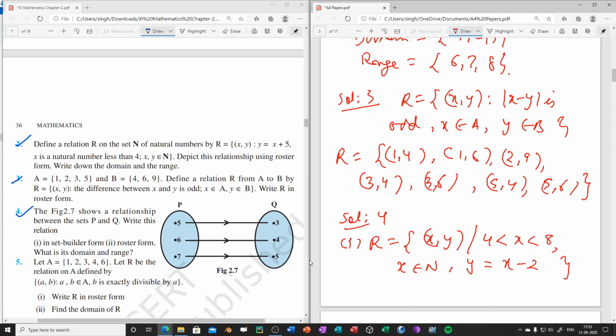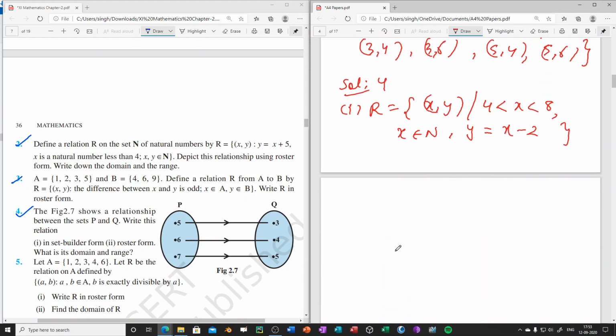In any ordered pair the first element will be 2 more than the second element, or we can say the second element will be 2 less than the first element of the ordered pair. That is why we are getting y equal to x minus 2. So this will be our relation R in set builder form. Then we will write it now in roster form. Roster form is a very simple one.